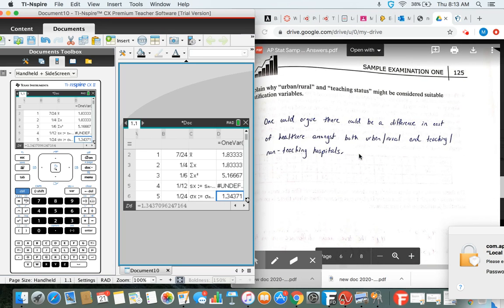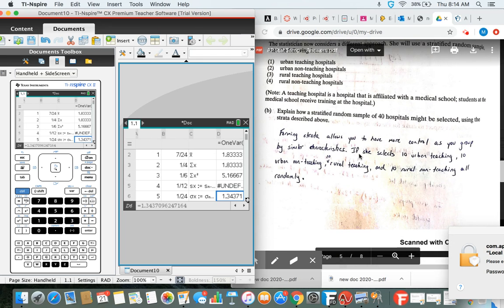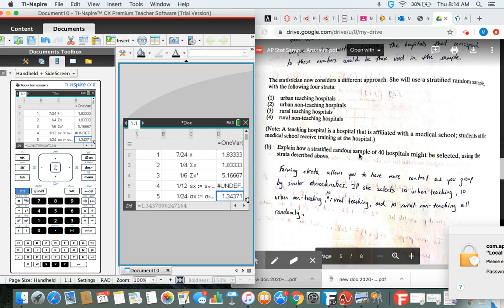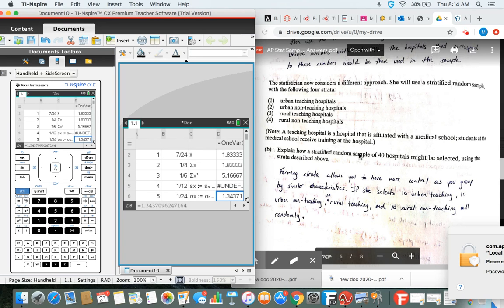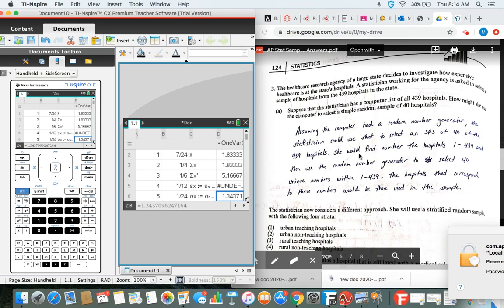It says explain why. Well, you could argue that there is a difference in cost of healthcare amongst both urban and rural and teaching and non-teaching hospitals, right? So again, you're trying to limit the variables, so that you can better give your explanations. You can better give your inferences here and describe what the problem's asking as far as trying to figure out how expensive the healthcare is at the different state hospitals.